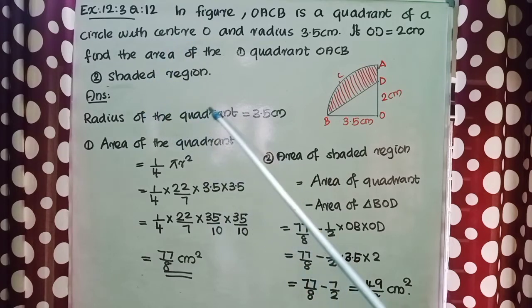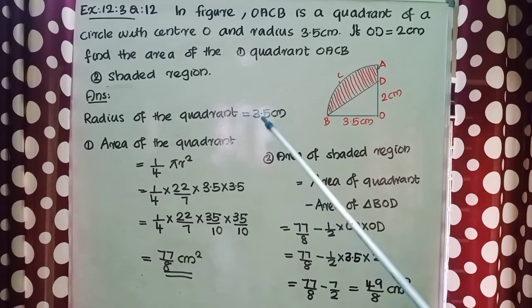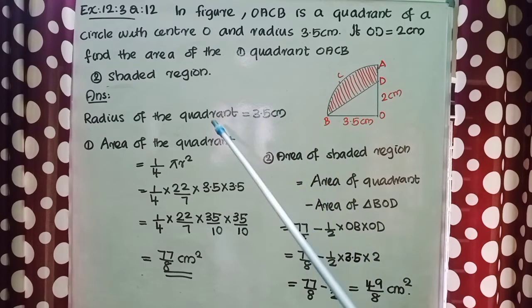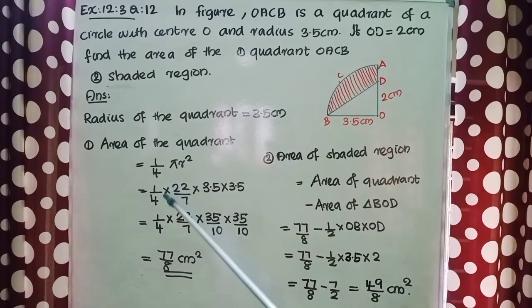Here it is given the radius of the quadrant is 3.5 cm. Area of the quadrant equals 1 by 4 pi r square. That is equal to 1 by 4 into 22 by 7 into 3.5 into 3.5. That is equal to 1 by 4 into 22 by 7 into 35 by 10 into 35 by 10. That is equal to 77 by 8 centimeter square.